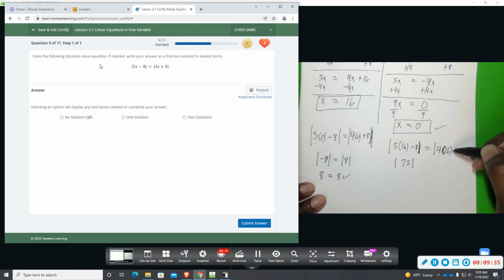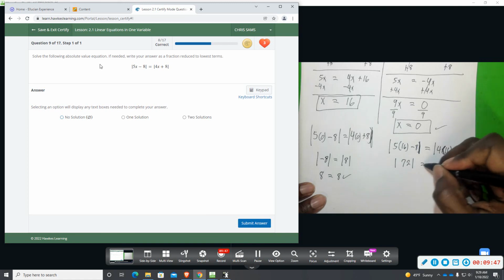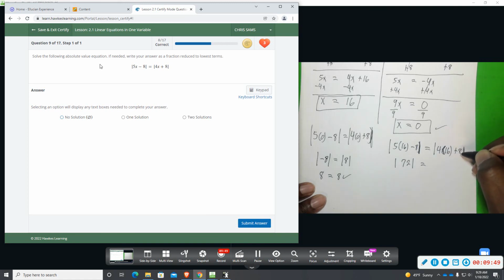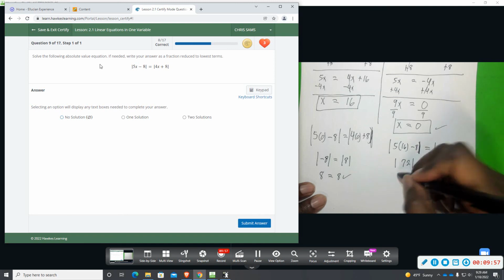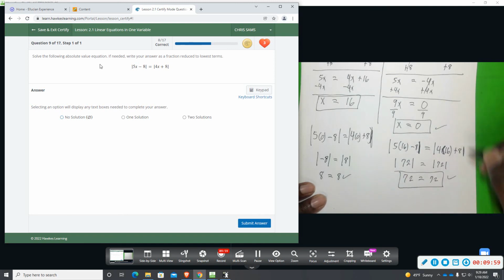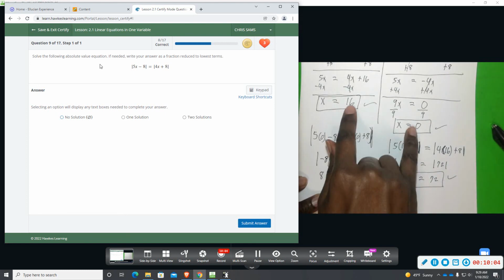And then 4 times 16, 4 times 6 is 24, and then 40, so 64. So over here we have 64 plus 8. 64 plus 8 is also 72. So the absolute value of 72 and 72 just gives us 72 equals 72. Okay, so they both check out. 16 worked and 0 worked. So our answers are 0 and 16.